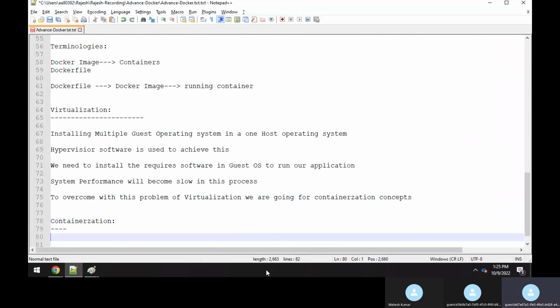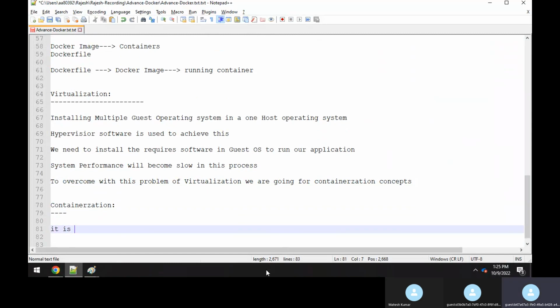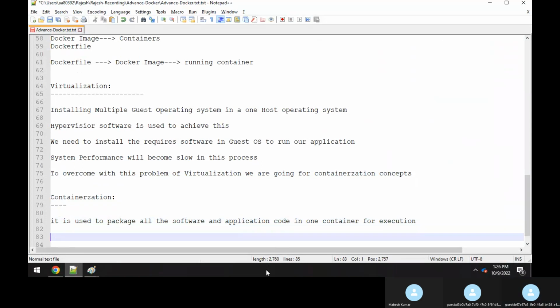Okay, so the containerization concept is used to package all the software and application code in one container for execution, right? Correct. Containers take care of everything. Actually, you need not worry.